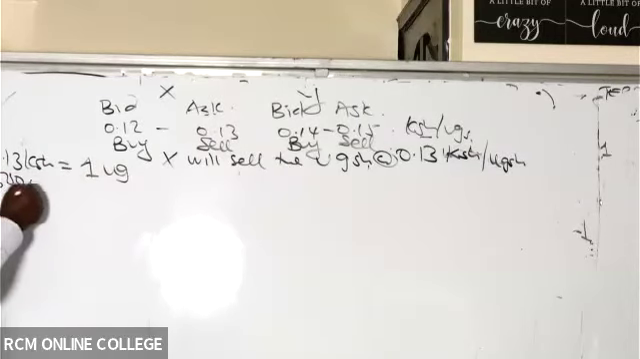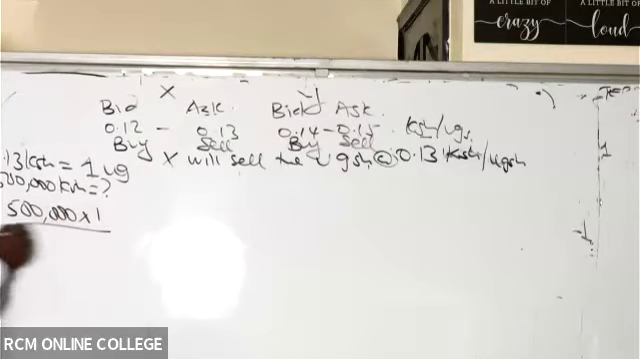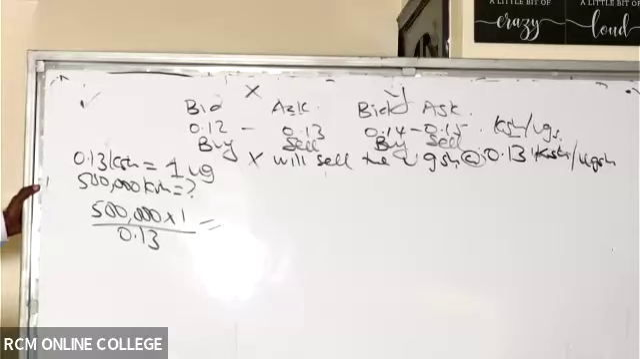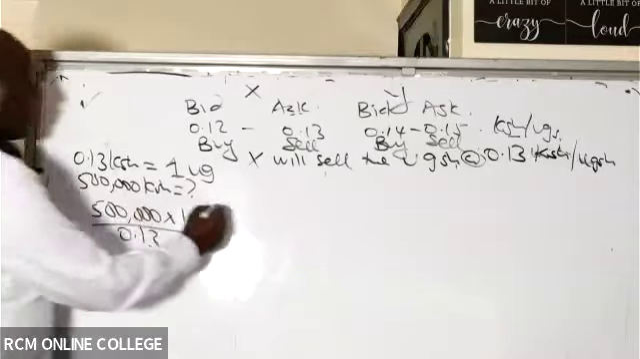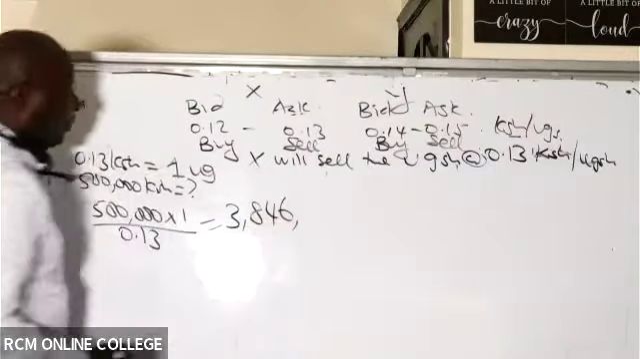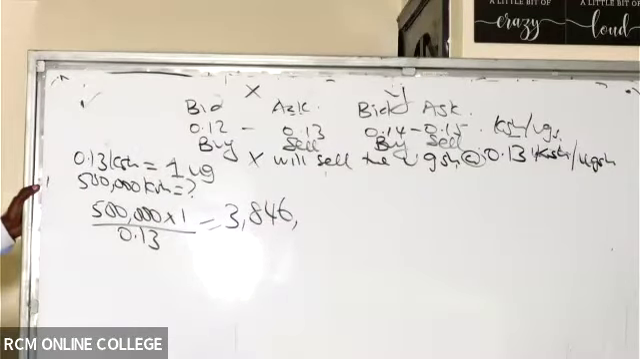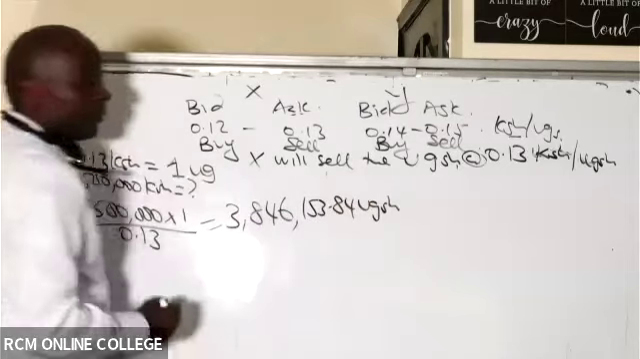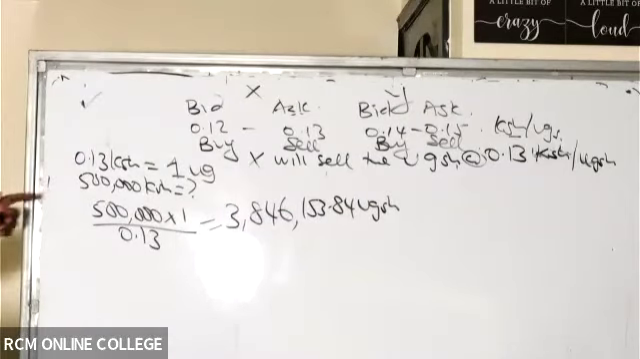So we have 0.13 Kenya shillings equals 1 Uganda shilling. How about 500,000 Kenya shillings? So when you go ahead and cross multiply, it'll be 500,000 times 1 over 0.13, which will end up giving us what figure at the end of the day? When you divide, it will be a lot of money. 3,846,153.84 Uganda shillings.